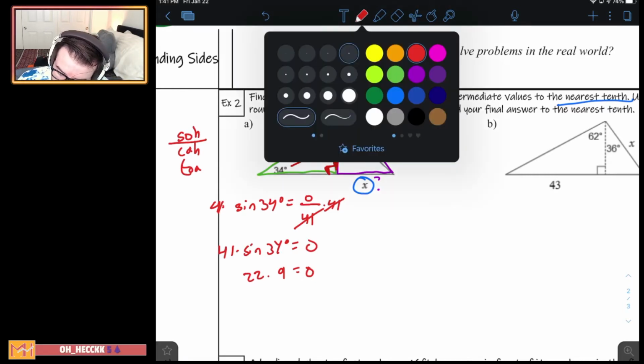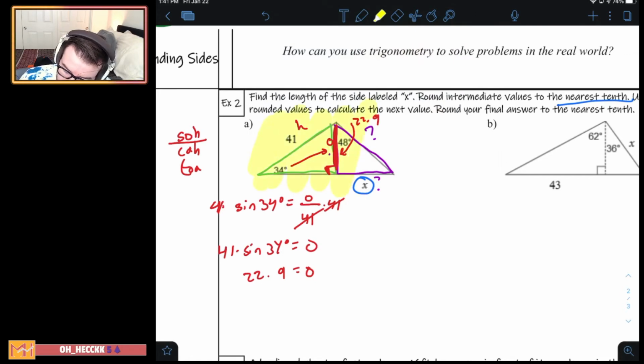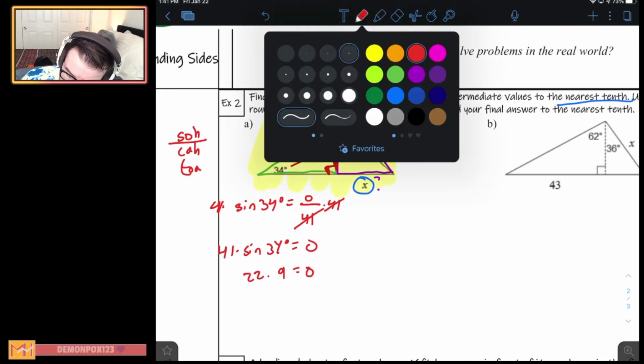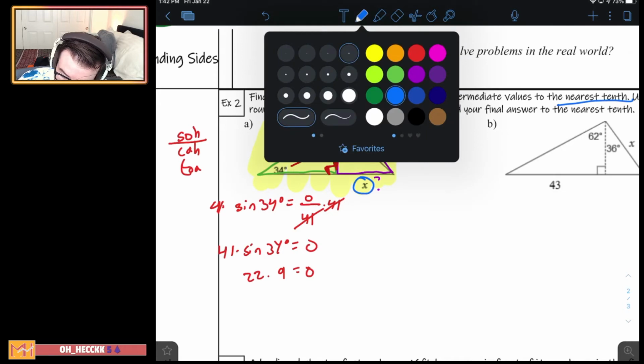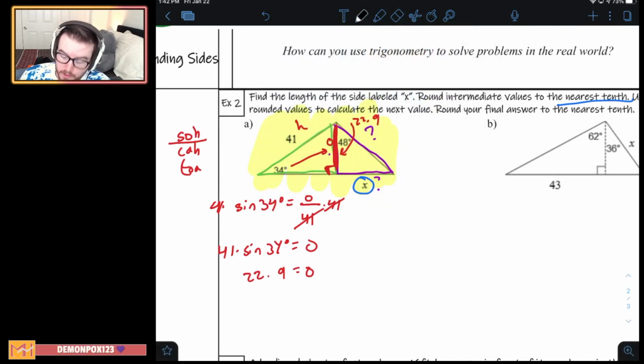Okay, so let's have another question right here. Just to keep you on your toes, I'm not even going to label anything. Just tell me, what function am I about to use to solve for x? We now know this red side, and we're trying to solve for x. What function am I about to use? I'll label it for you now, because now that you've answered, this is the opposite side, and this side is now the adjacent side to 48. So we're going to use tangent.